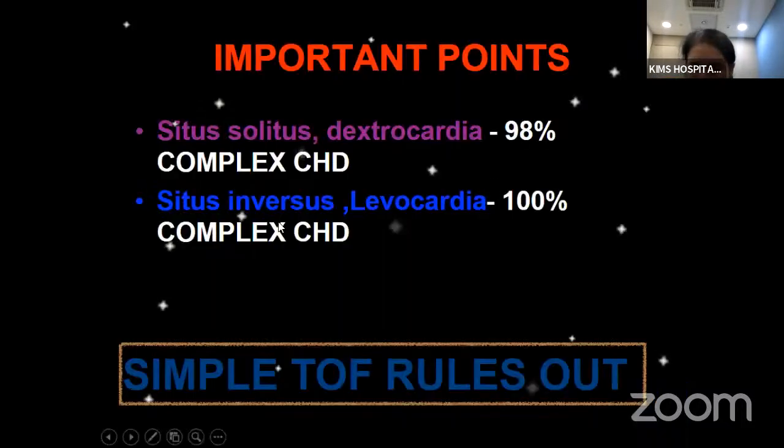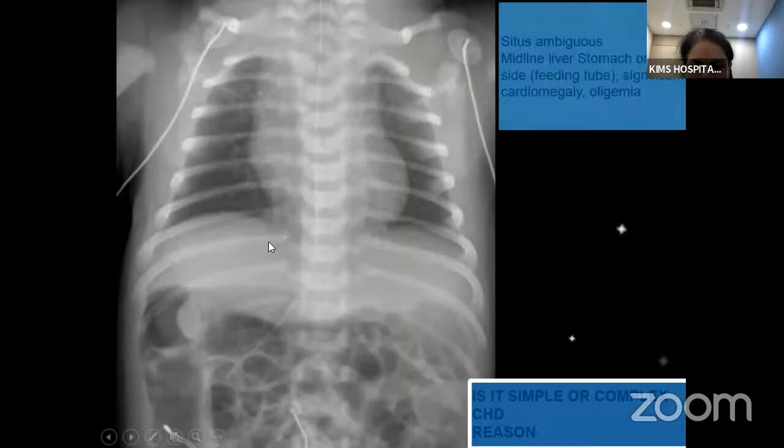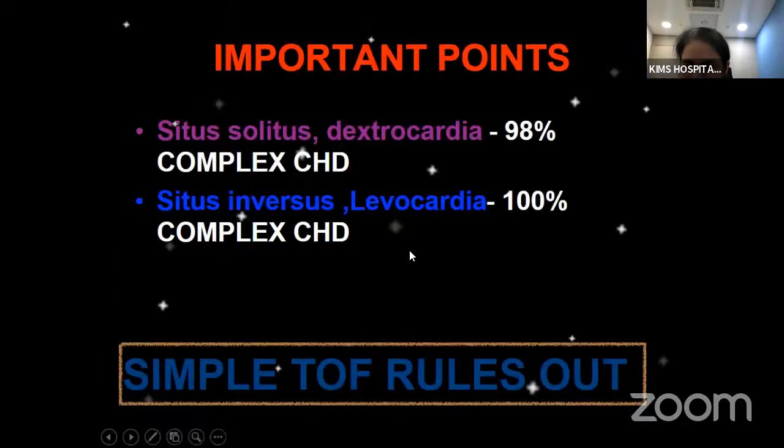So another X-ray shows we can appreciate that there is a midline liver. The liver is extending across the right and the left side. With a midline liver or the stomach on the right side, we can see how the feeding tube is going towards the right side. And this baby hence has situs ambiguus. There is also the presence of significant cardiomegaly and relatively oligemic lungs.